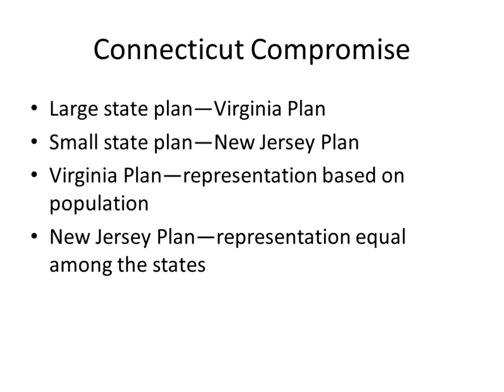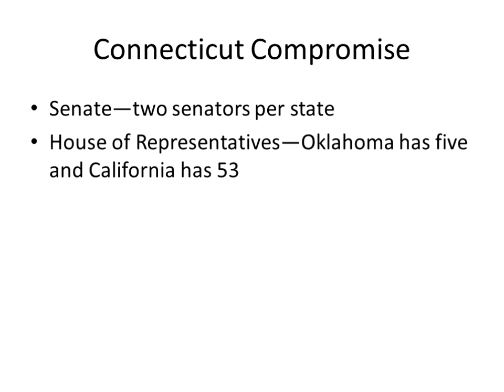So we have the U.S. Senate representing the New Jersey Plan, and the House of Representatives representing the Virginia Plan. As a result of that Connecticut Compromise, look at the state of Oklahoma, for example. We have 5 representatives, and every state has 2 senators.